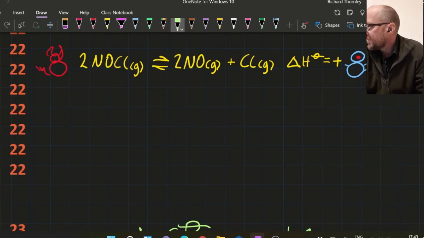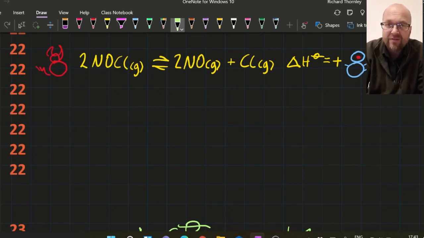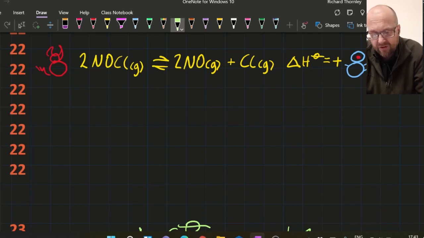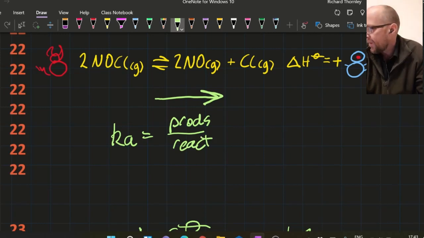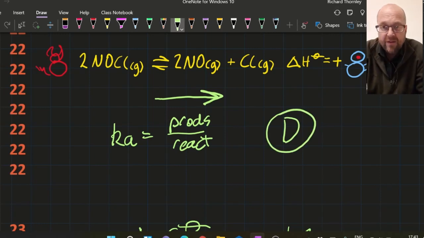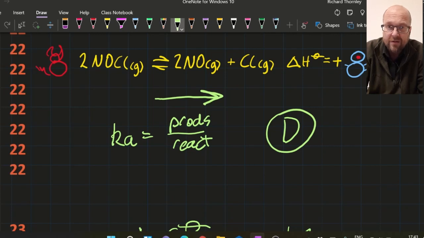So if I increase the temperature, it's going to favour the endothermic side, so it's going to shift to that side. Now, since Kc is the concentration of the products over the reactants, if it shifts to more products, Kc is going to go up. So if I increase the temperature, it's going to shift right, and Kc is going to increase. That's D, 22D. The only things that change Kc are temperature and a catalyst.